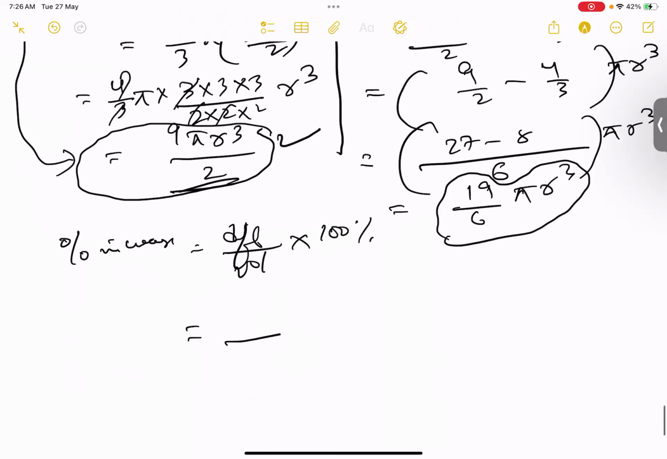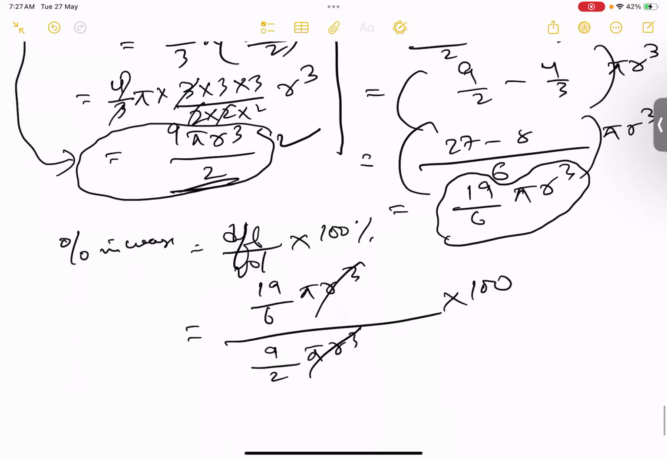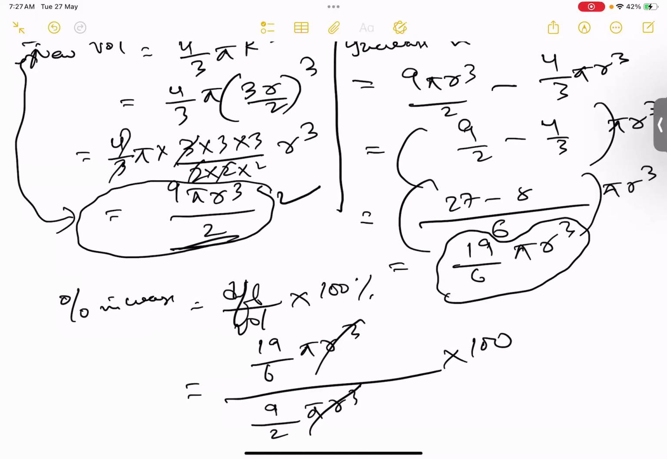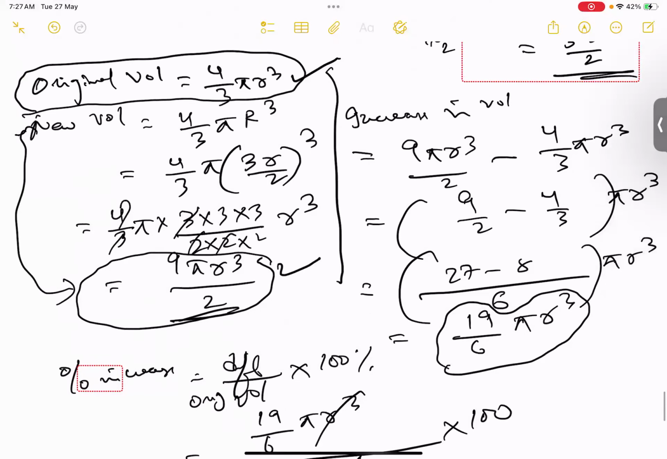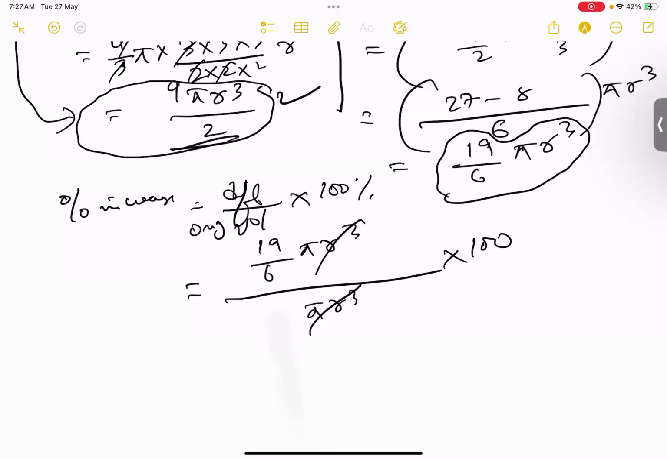So it will be, the difference is 19 by 6 by r cube by 9 by 2 by r cube into 100 by r cube, you cancel it. Difference divided by original volume. Okay, this is original volume. So original volume is 4 by 3 by r cube, sorry. 19 by 6 by 4 by 3. So you will get it as 19 by 6 into 3 by 4 into 100%.